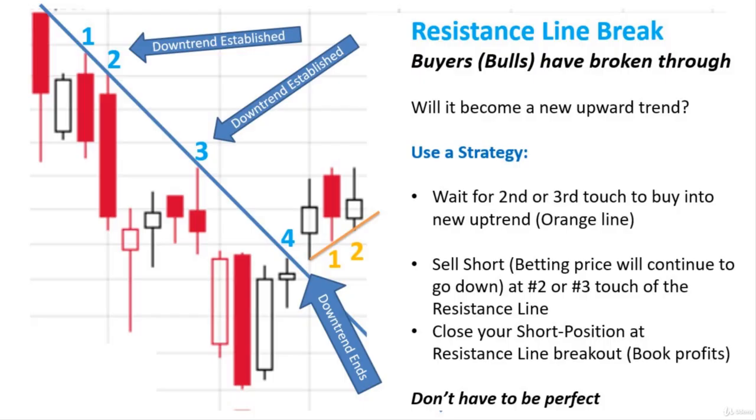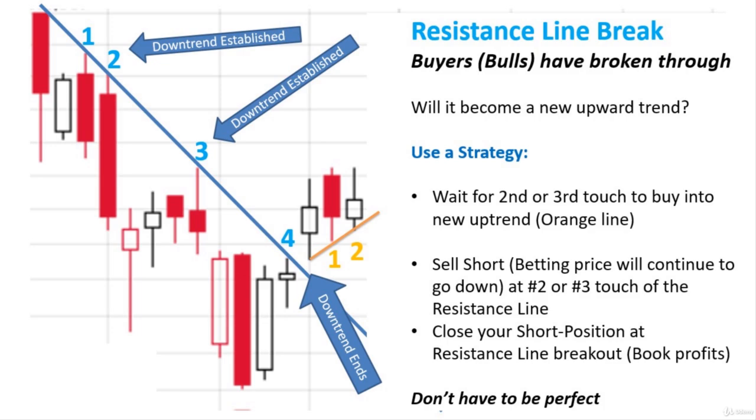Another thing you can do is what's called selling short. And basically, you're betting the price will continue to go down at the number 2 or number 3 touch of the resistance line. So we're back in the blue numbers there, and you're seeing it. You could be selling short at those periods, and then you close your short position once it breaks through, a resistance line breakout. So you're booking your profits at that point. So you're kind of betting in that way, or investing that way.